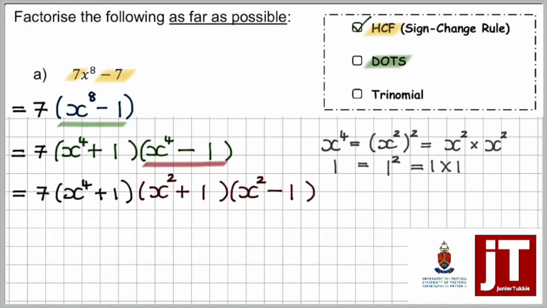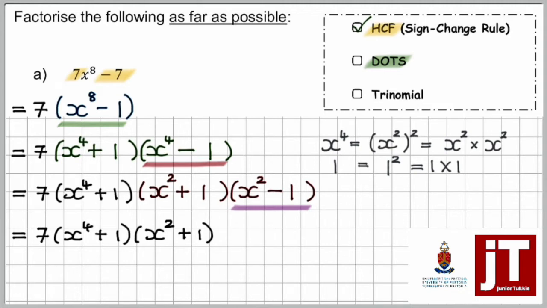But we look at this expression again. Do we have another difference of 2 squares? Yes, we do. So we can factorize further. Again, we start off by writing down all of the other factors first. Do not leave them out.